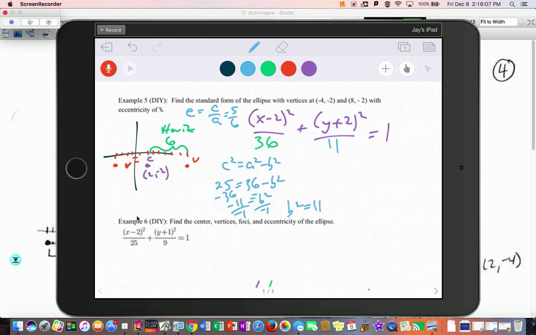Okay, so example 6 is a DIY. Find the center, the vertices, the foci, and eccentricity of the ellipse. If you want to do a quick sketch off to the side, go ahead. Pause the video now.